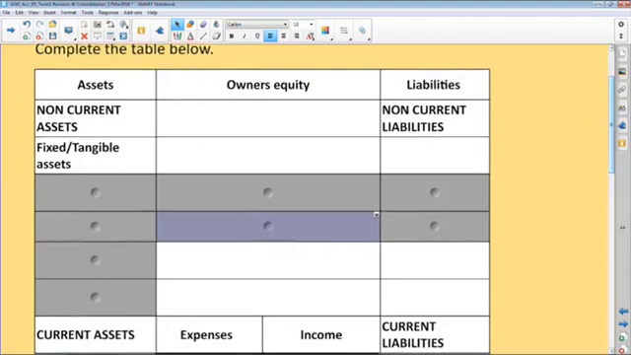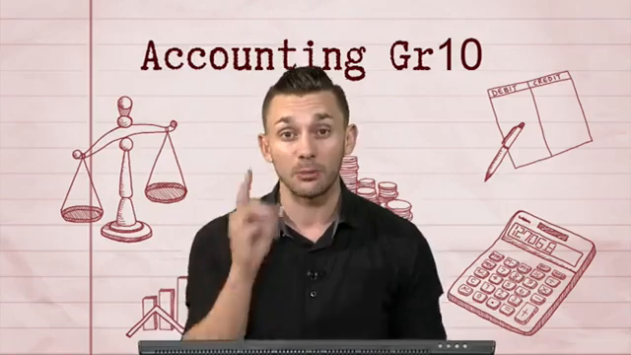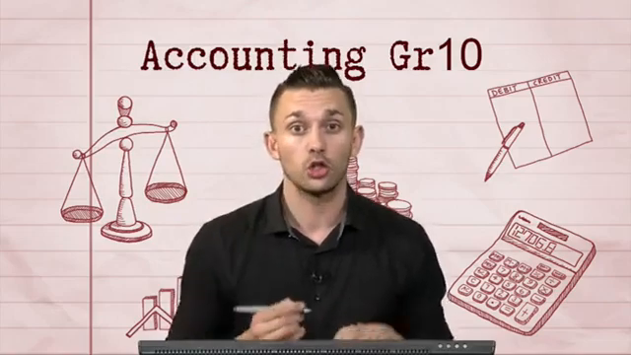Firstly, I'm going to give you a minute to complete all the items under fixed assets. So here under fixed assets, you need to do that. The 2 main owner's equity accounts, but now remember, not your expenses and income, the other 2. And then quickly list any 2 non-current liabilities. Guys, I'm giving you 1 minute to do that.